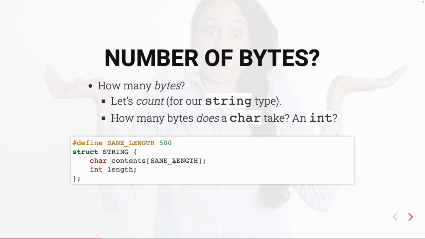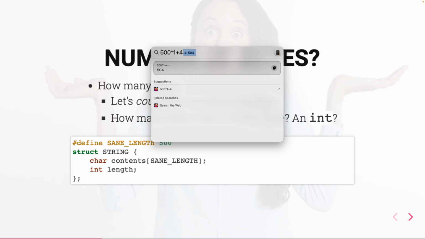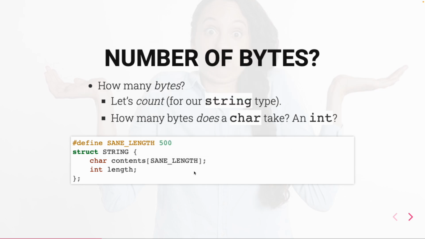Off the top of my head, I think it's 1 byte for char and 4 bytes for int. And then we have 500 chars in contents. So I don't know, 500 times 1 plus... Did I say 4? I might have said 8, whatever. I really didn't need the calculator for that. 504 bytes. So we can just say malloc 504, right?